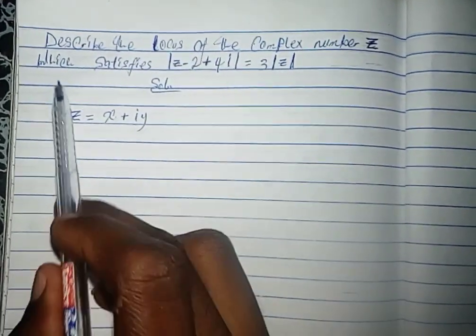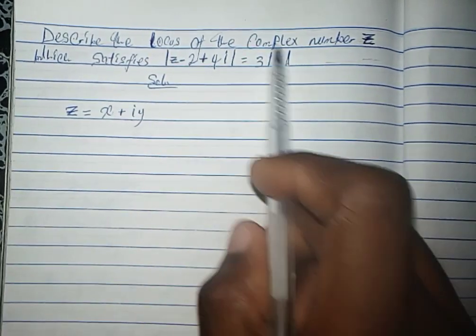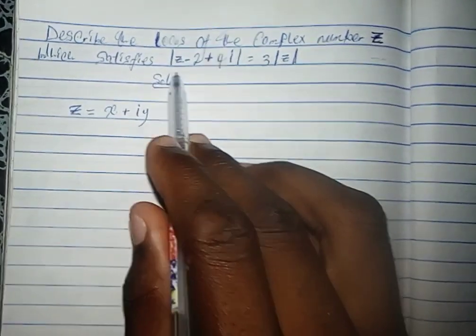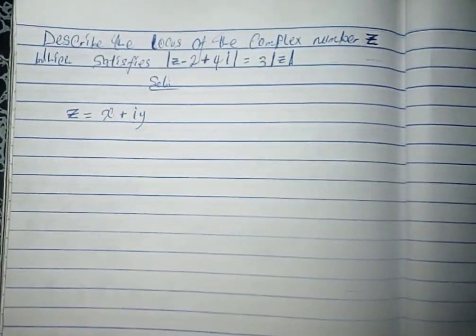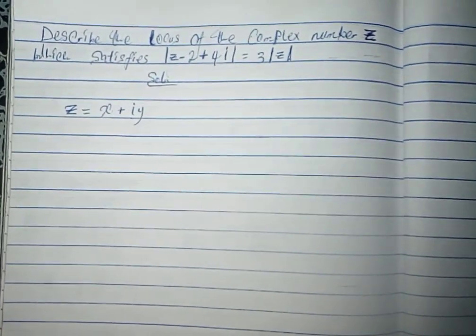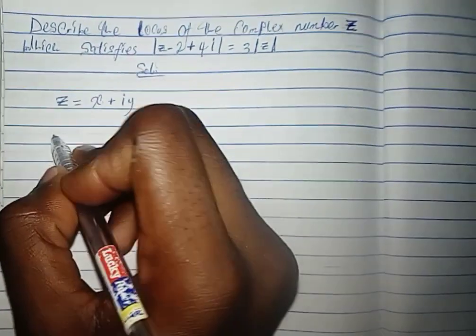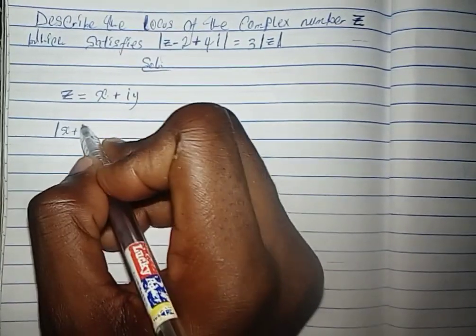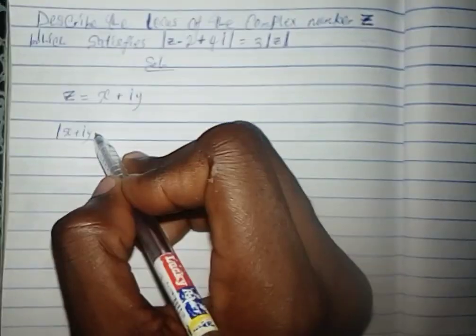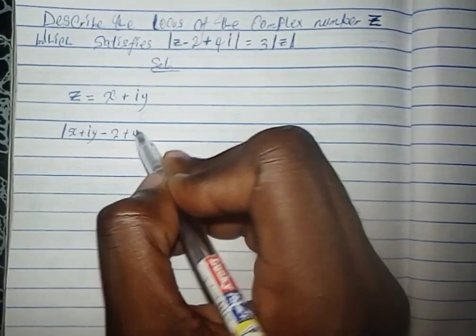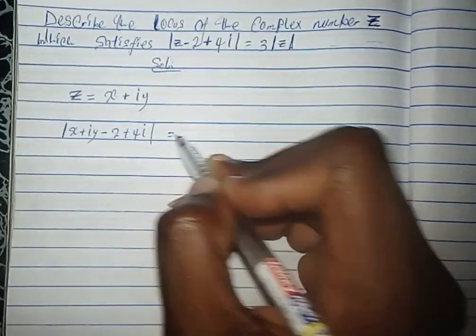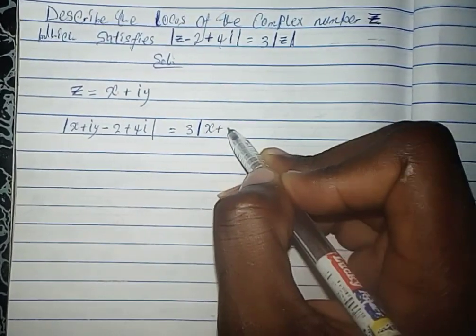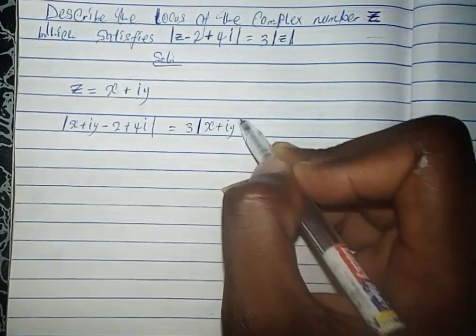You should read again this question. We have to describe the locus. That's the shape that this equation will look like on a graph. That is the meaning of the locus we have to describe. So now put x plus iy as z: the modulus of x plus iy minus 2 plus 4i equals 3 times the modulus of x plus iy.